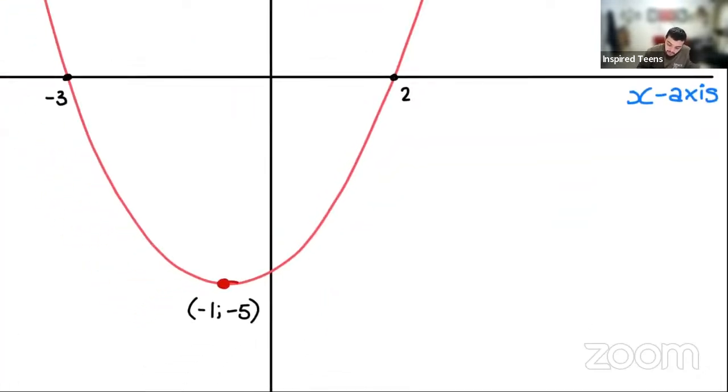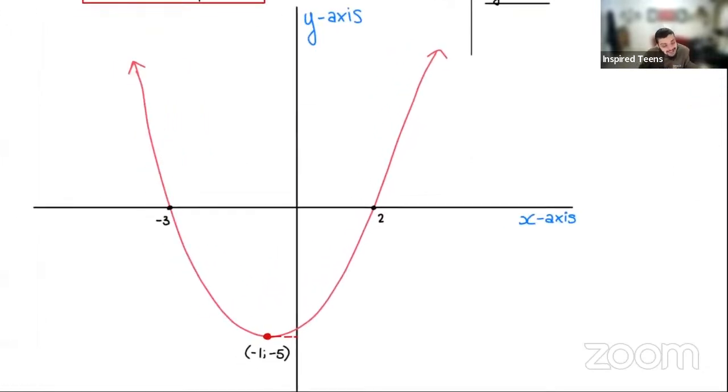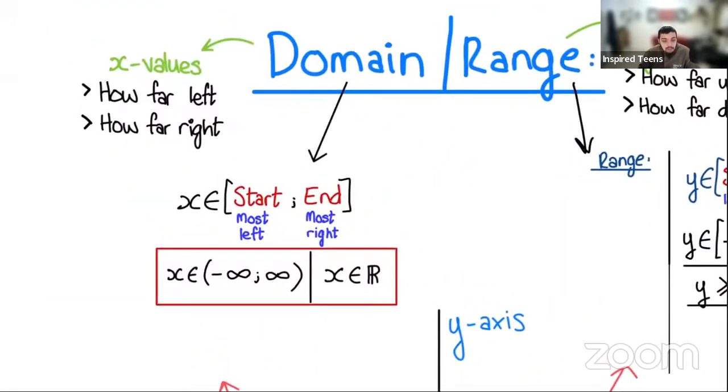So a smiley face graph has a minimum. How far down does it go? It never goes forever down. It will always go only up until its y turning point coordinate. So that's how we answer the range question, understanding what range is. Then we spoke about domain. Domain is x values.